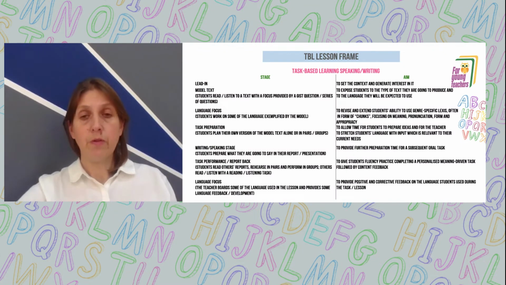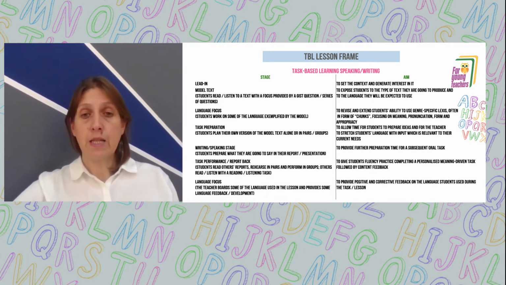Let's look at the lesson frame of a TBL lesson. First, we start with a lead-in. Its aim is to set the context and generate students' interest in the topic. During the next step, the teacher uses a model text with students for reading or listening to, which is followed by a gist question. During this stage, the students are exposed to the type of text they are going to produce, as well as to the language they are expected to use.